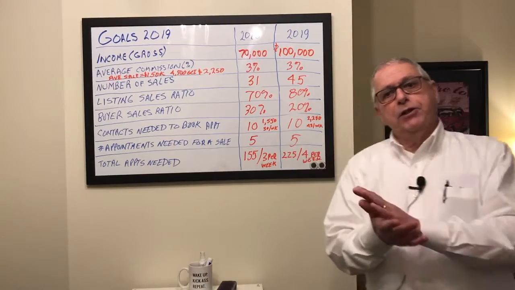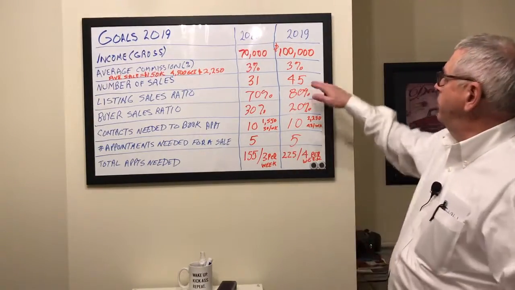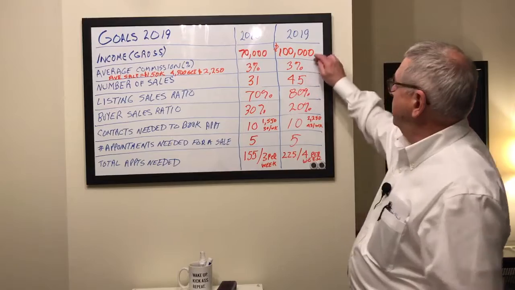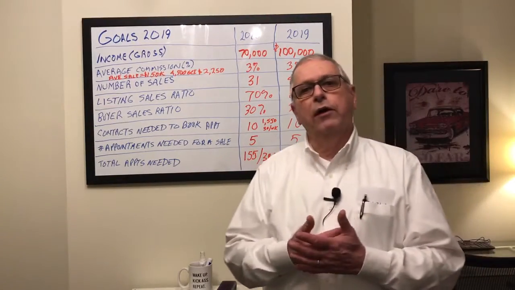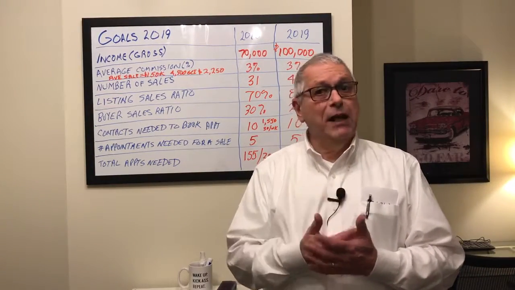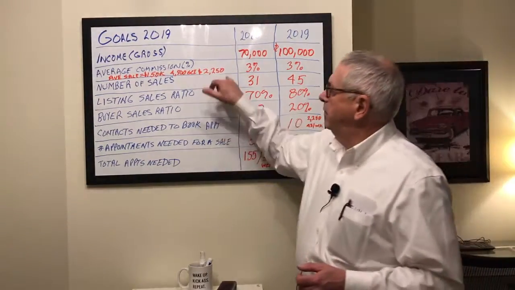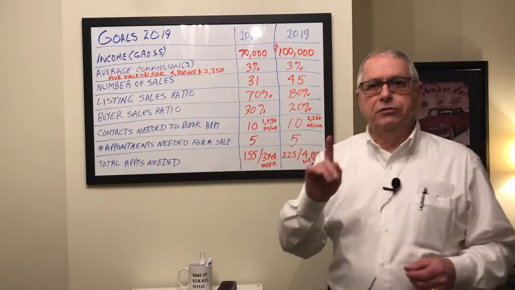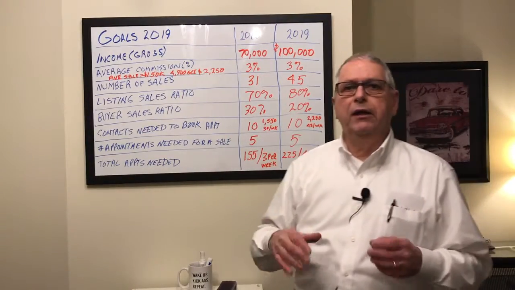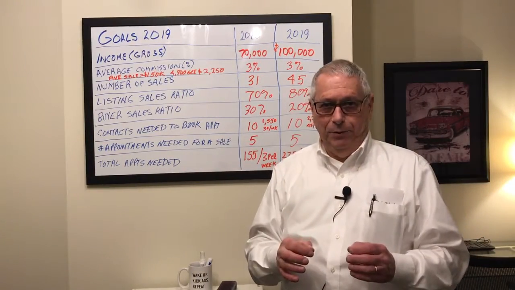Now, if your commission split is better, then you need fewer sales to get to this number because you're going to make more on each sale. So just keep that in mind. You would use your actual commission split to come up with these numbers. I'm just using a 50-50 split for illustration purposes.